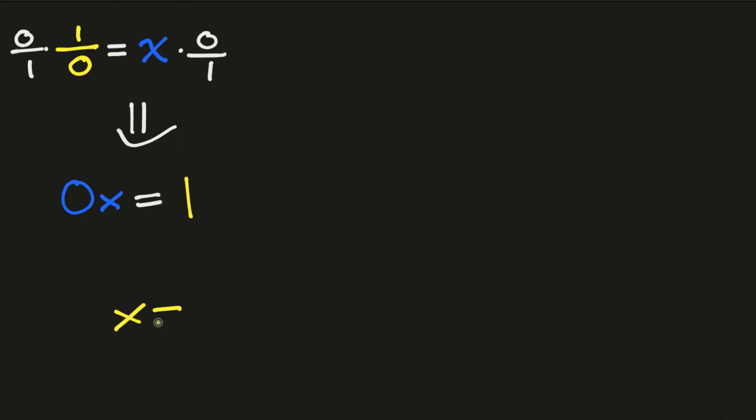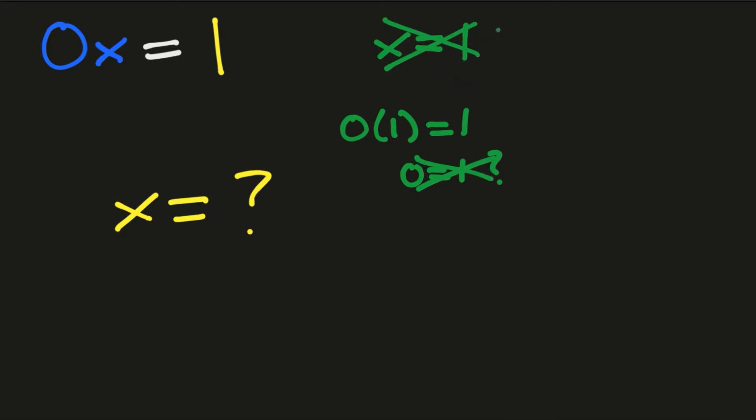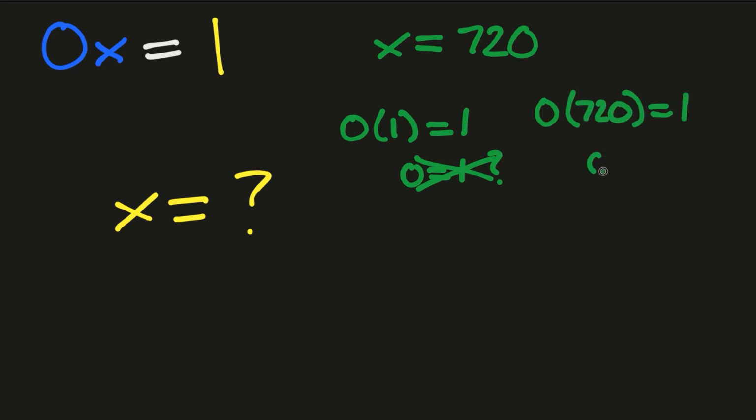Is there any number x that when multiplied by 0 gives us 1? So since we know the previous expression is equivalent to this multiplication problem, let's say that x equals 1. So I'll start off with 0 times 1 equals 1. So does 0 equal 1? Well, no, it doesn't, so x cannot be 1. So let's say x was 720. So 0 times 720 equals 1. Does 0 equal 1 again? No, it obviously does not.